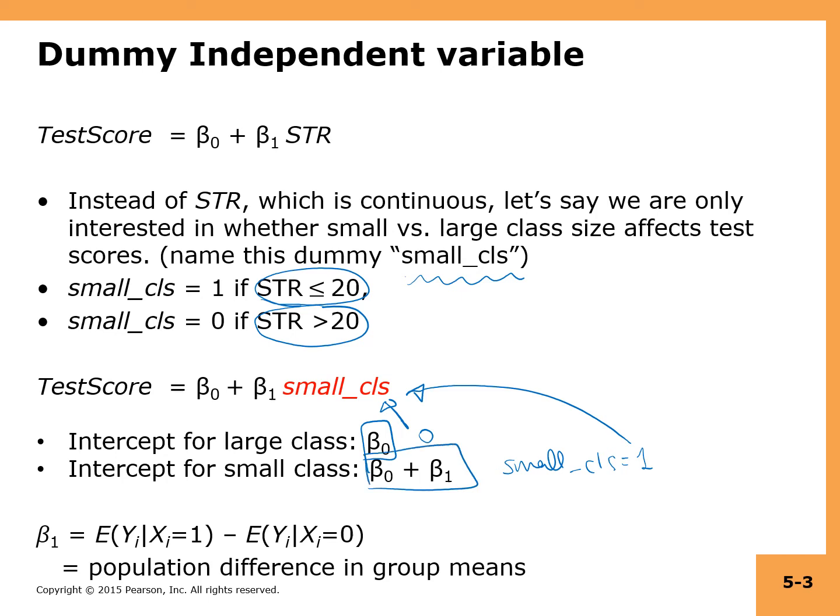So if you want to know the difference between the test score of the large and small class, basically you'll have beta 0 plus beta 1 minus beta 0. I guess it should be the other way around. So beta 0 will cancel out, and all you have left is beta 1. So in other words, beta 1 is the difference in test scores between the two groups.